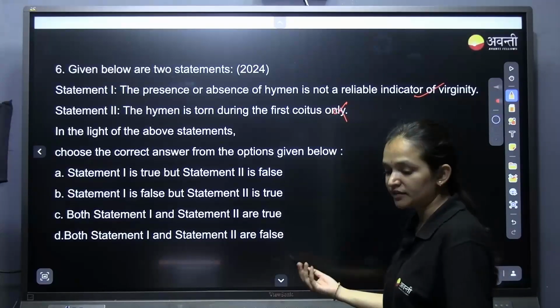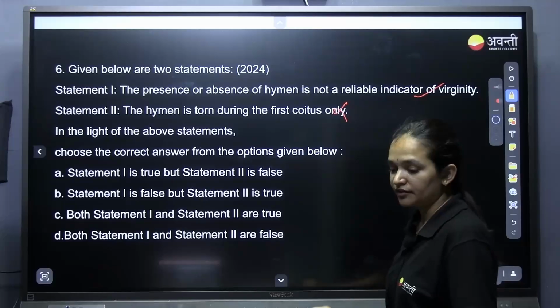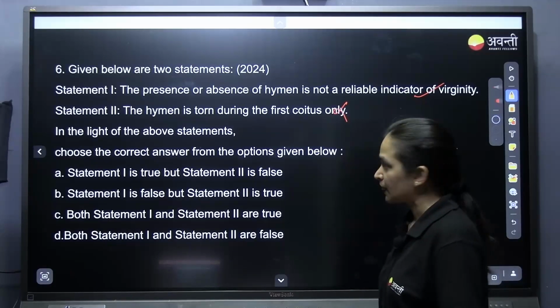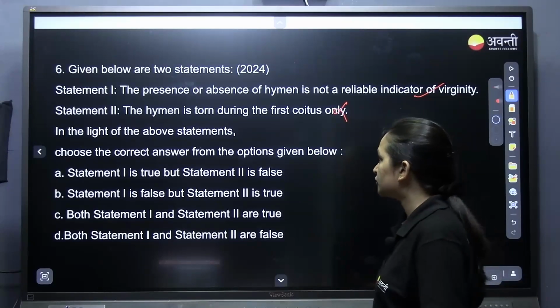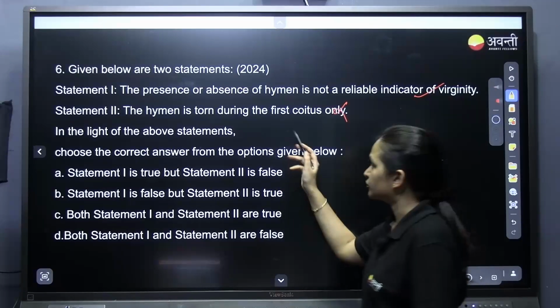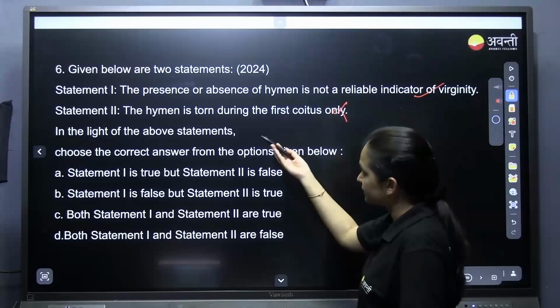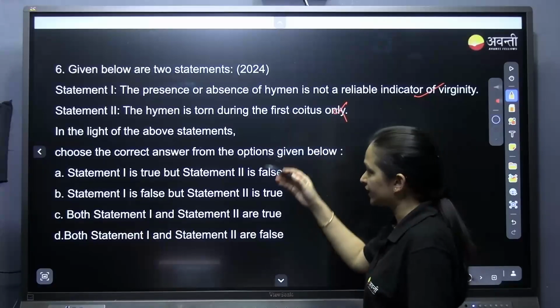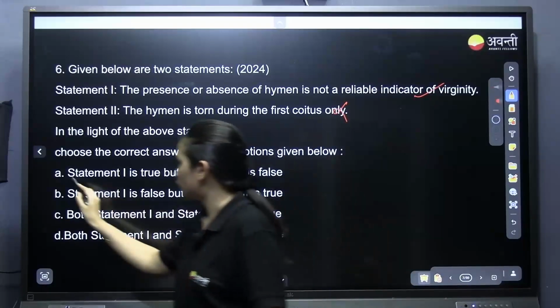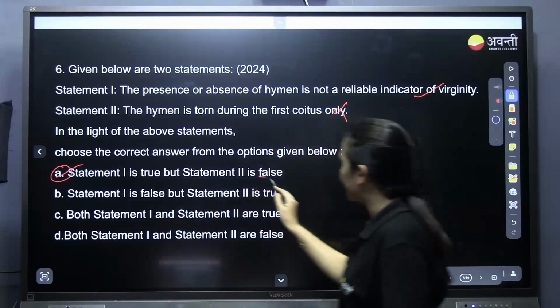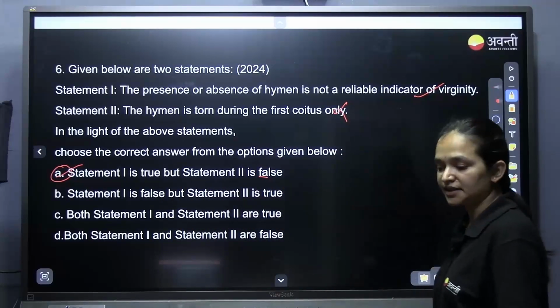It can be torn in many ways. Maybe horse riding or vigorous physical activities, exercise. It can be torn in many different ways also, not in the first coitus only. So statement 2 is wrong, 1 is correct. We got the answer. 1 is true and 2 is false. A is the correct answer.